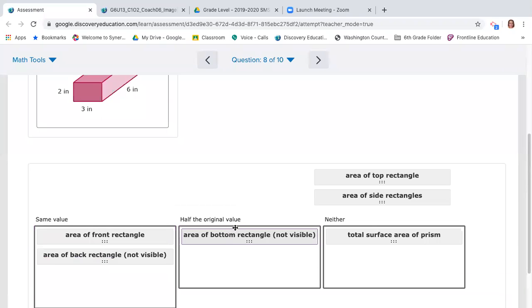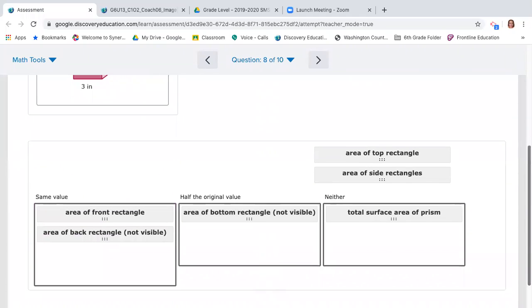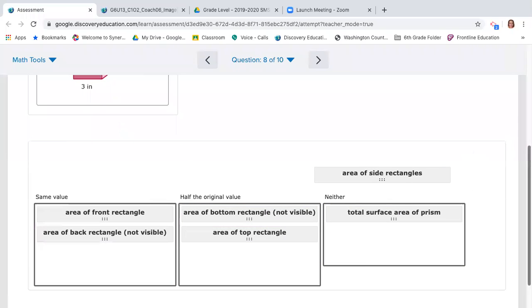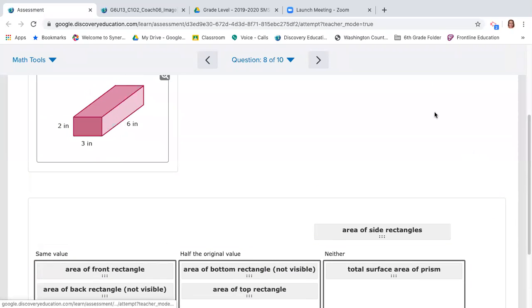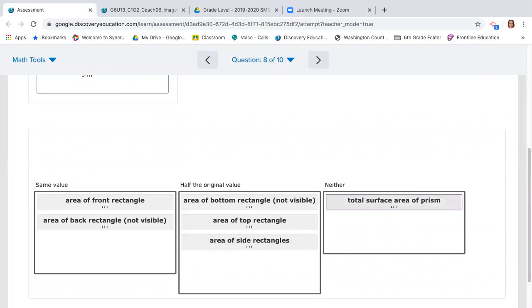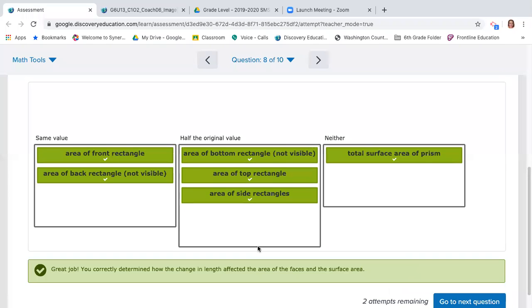It will get smaller. We also know that the area of the top rectangle, the one that we see right here, that will change because it will be cut in half. And then we also know that the area of this side rectangle would change obviously by a half because we are cutting it in half. All right, so we have same value, half of the original value, and neither. Okay, I'm going to check my answers. All right, so that is all of the questions for the coach today.